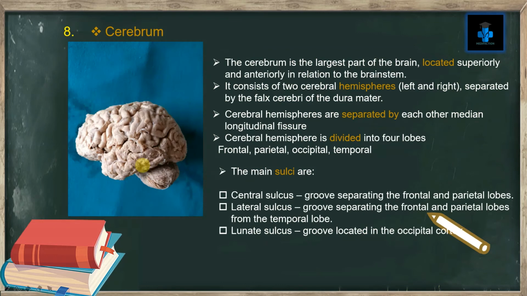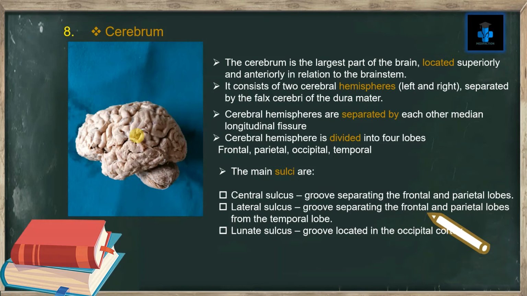Spotter number 8, the cerebrum. The cerebrum is the largest part of the brain. It is located superiorly and anteriorly in relation to the brainstem. It consists of two cerebral hemispheres on left and right, separated by the falx cerebri of the dura mater. Cerebral hemispheres are separated from each other by the median longitudinal fissure.